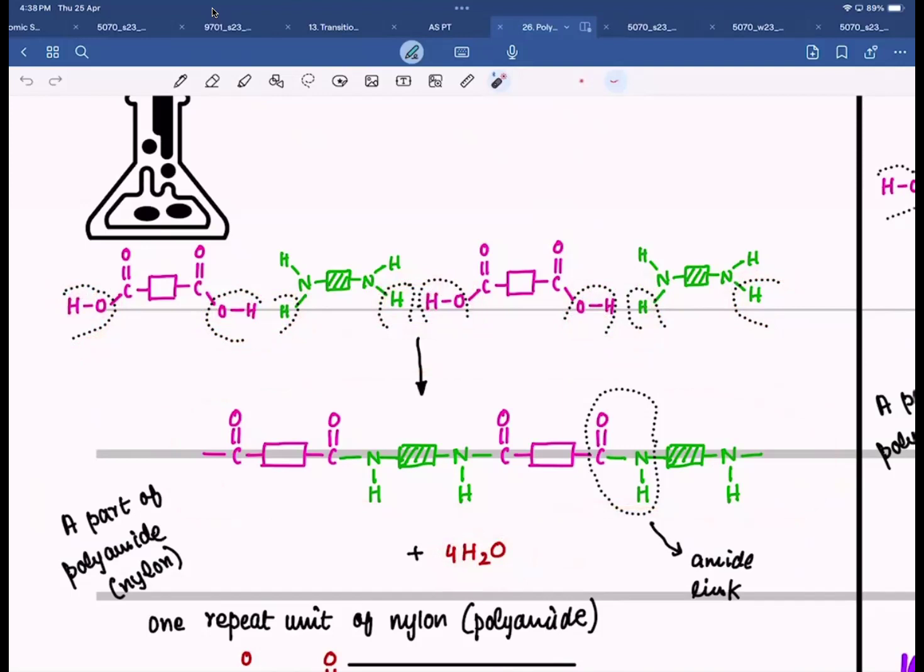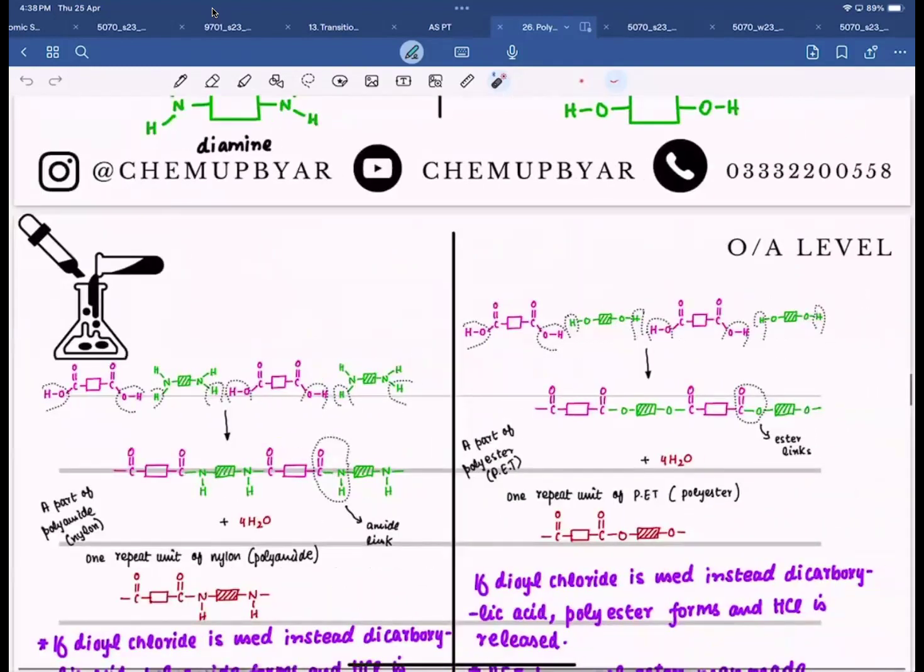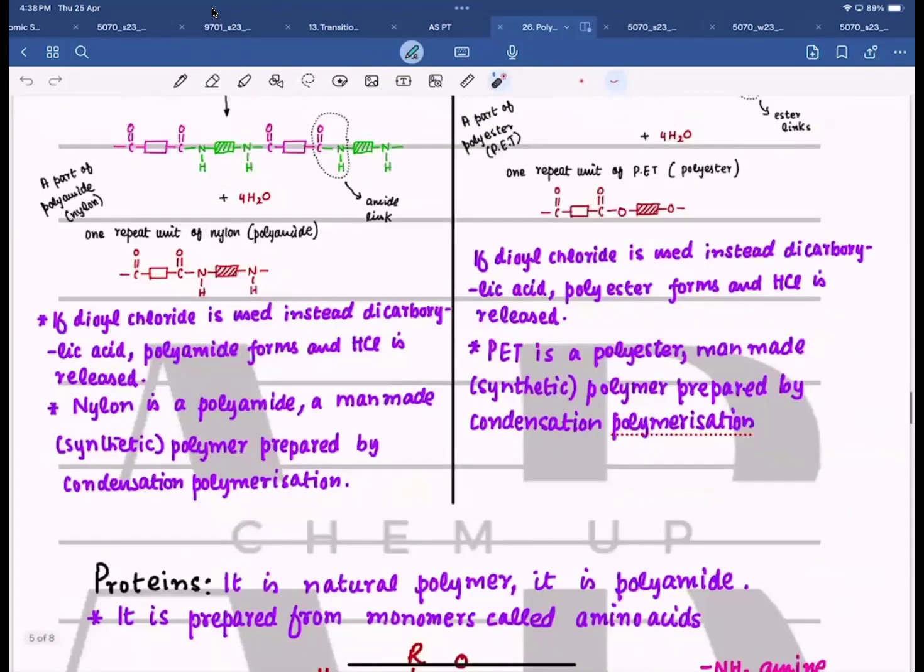Okay. And sometimes the examiner can trick you, and instead of HCl, they can give you any other halogen, right? So whatever halogen they give you, you will put that halogen over here, and again, it's a condensation polymerization. Okay, Manahil, Laiba, Fatija, Mustafa, if you guys have any confusion, please ask. No, sir, clear hai abhi tak.